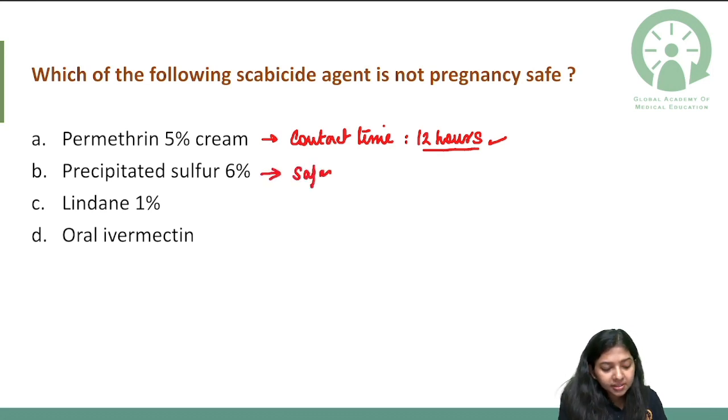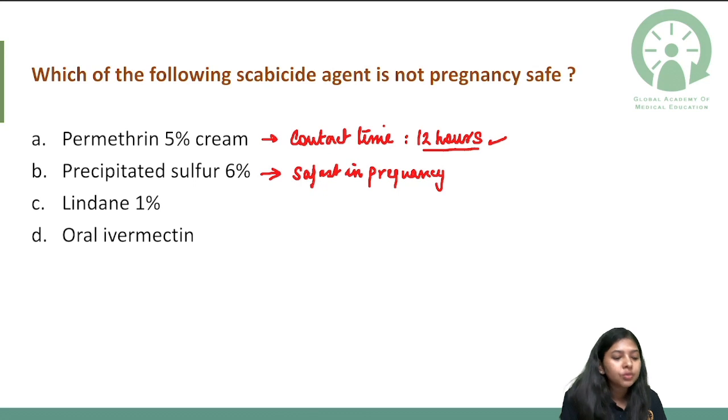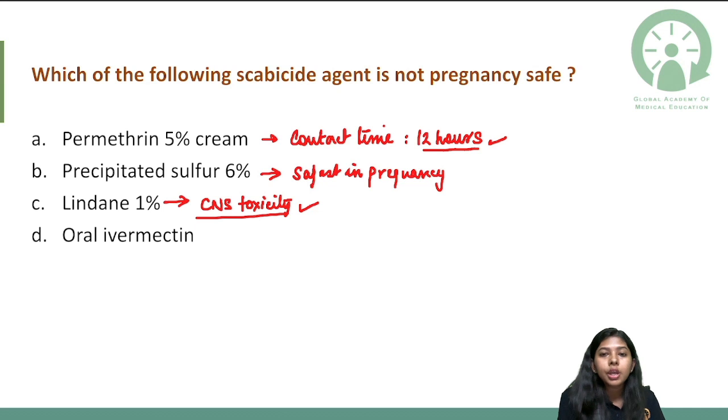Precipitated sulfur is actually the safest in pregnancy, but it's not given because it has a very messy application and it has an odor, so we prefer giving permethrin 5% cream only. Lindane, if one point you had to remember, you will remember CNS toxicity. Lindane is neurotoxic. So if the patient has a pre-existing CNS condition, you will not give Lindane to that patient if he or she lands up with scabies.